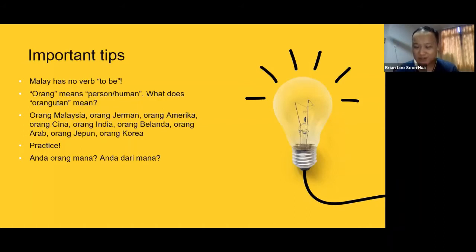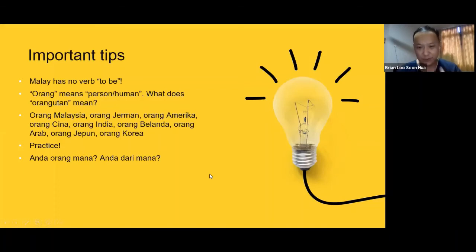So it literally means you are a where person. Where do you come from? What is your nationality? Where do you come from, right? So anda orang mana. You can even type out, if you want, practice in the chat, and I will check your answers. Feel free to type your answers. Anda orang mana. Where are you from?